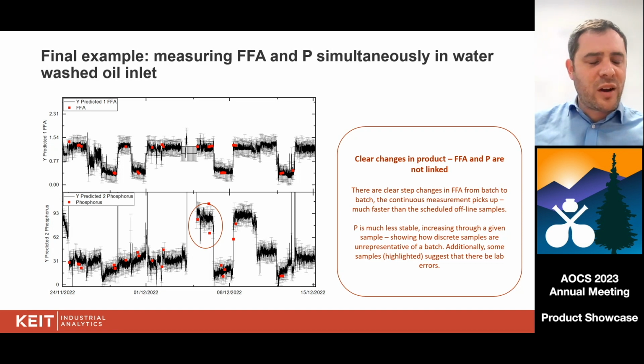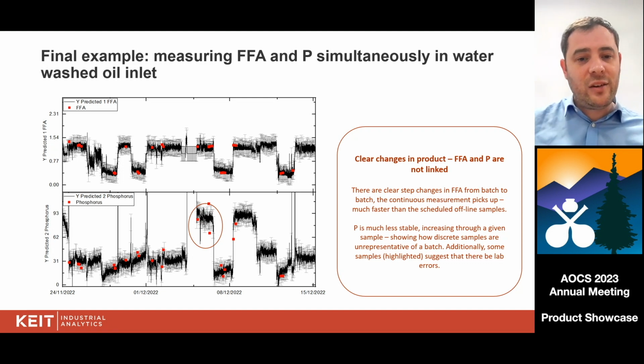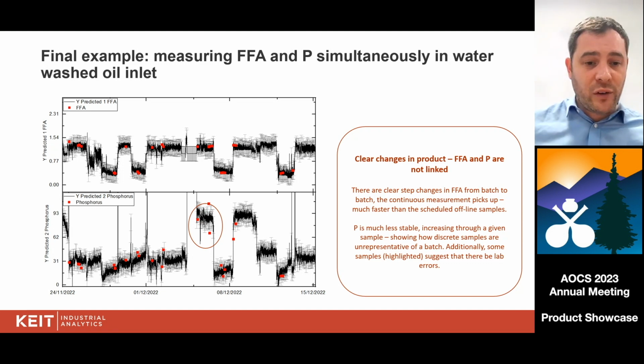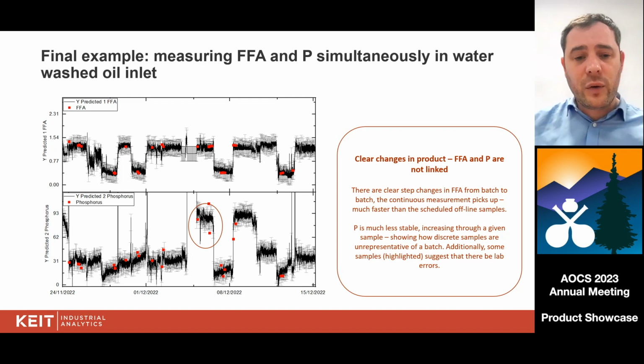We think this is to do with stratification in the holding tank, but we're not 100% certain. But the key point is you can see that change. You can see it in real time. And phosphorus as well. That's jumping from around about 30 up to close to 100 parts per million phosphorus.